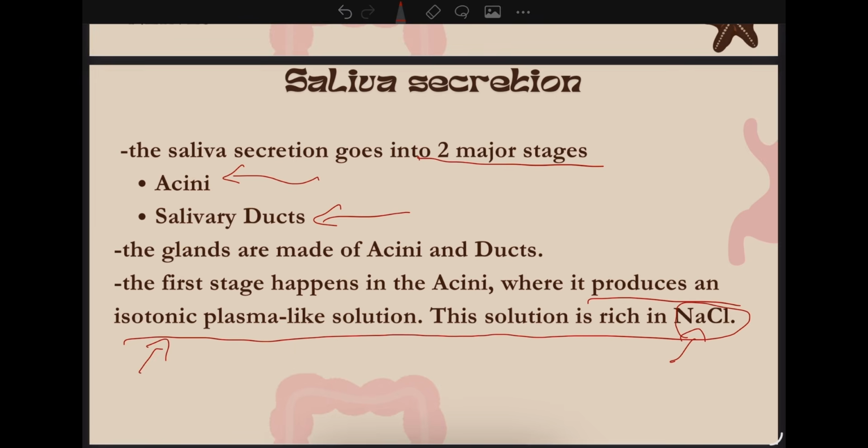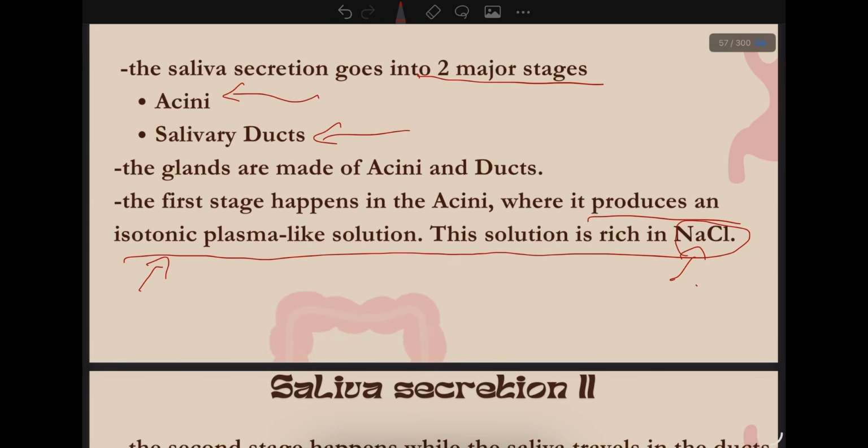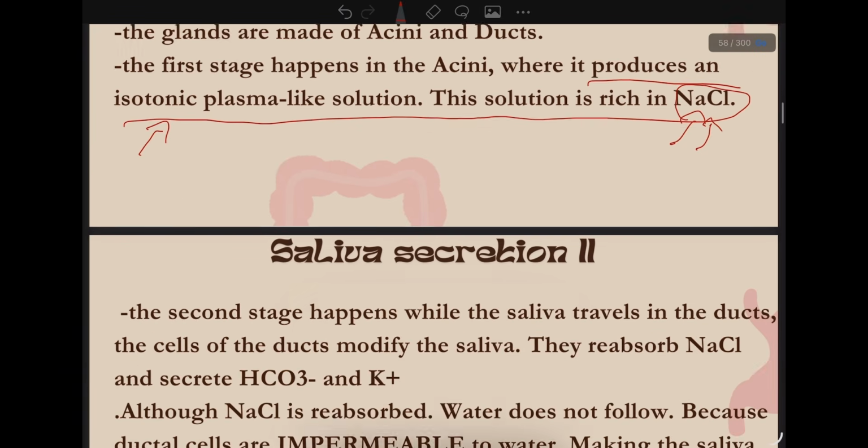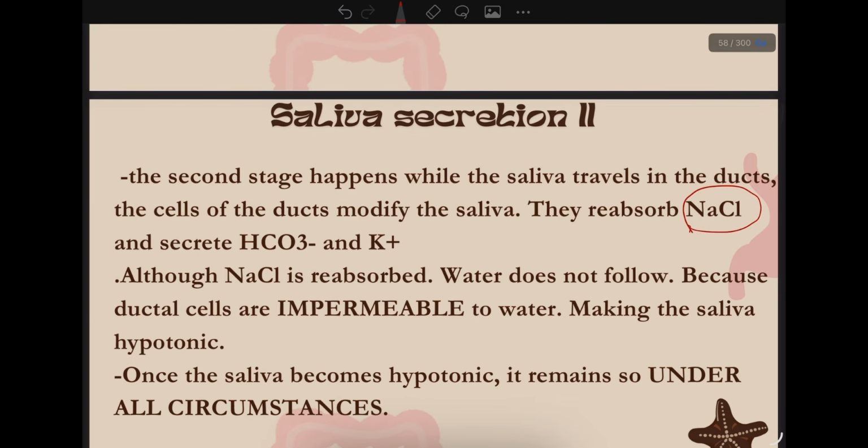This is the saliva that got released from the acini. Now I want to ask you, it's rich in salt. Is your saliva salty? No. So what happened in the ducts? Can you interpret that? Yes, we reabsorbed the salt in the ducts. So this is the second stage, in which we reabsorb the salt. And in exchange, we have to secrete something, and it will be bicarbonate and potassium. Bicarbonate and potassium are secreted. Does that make sense?